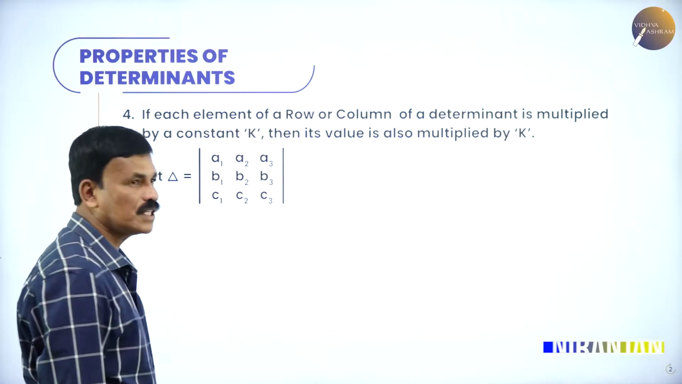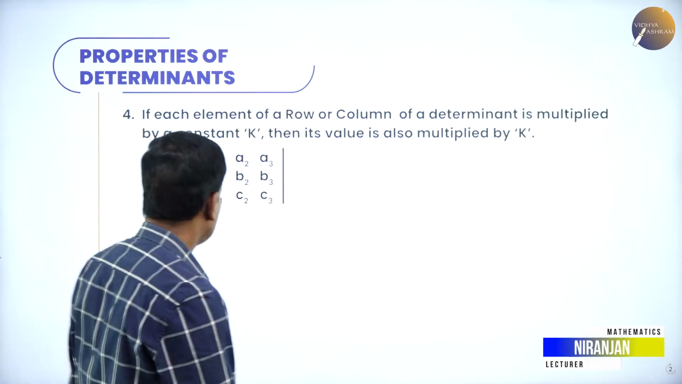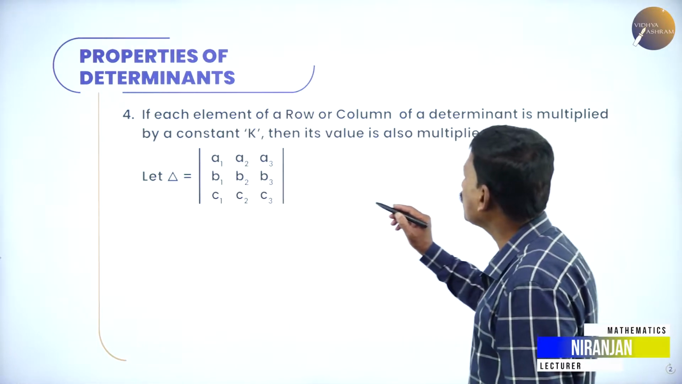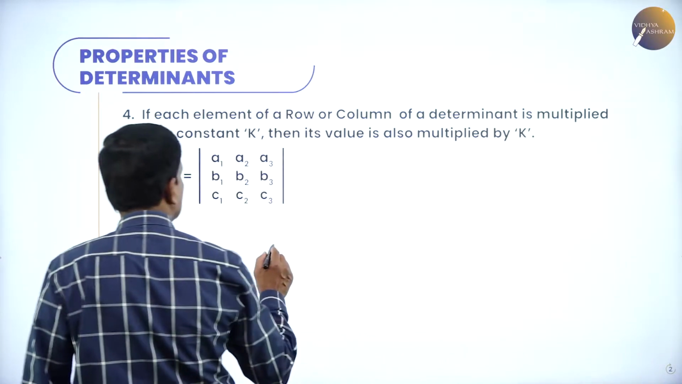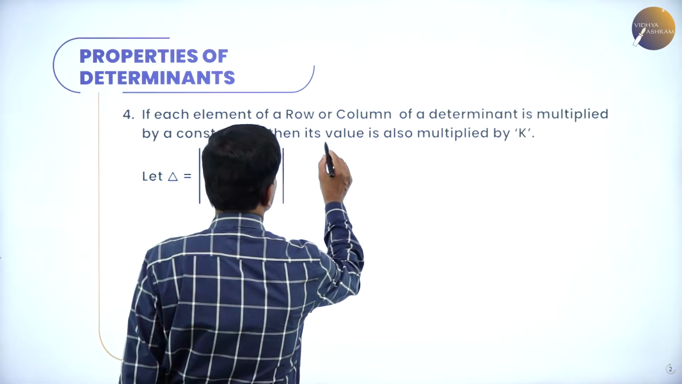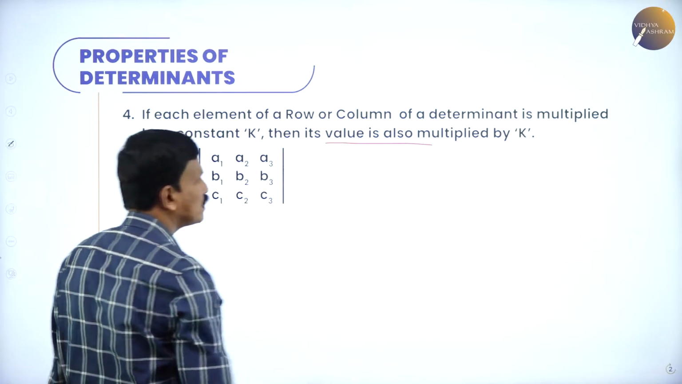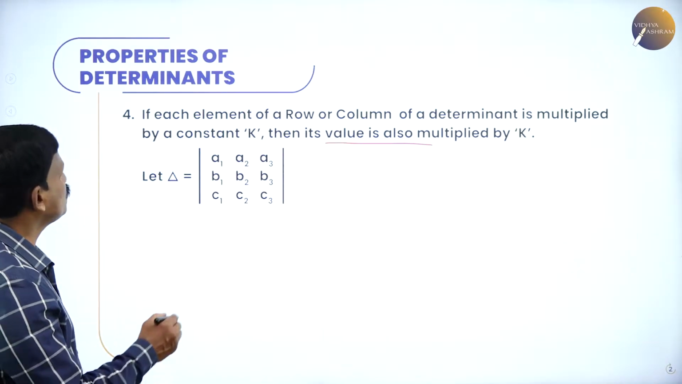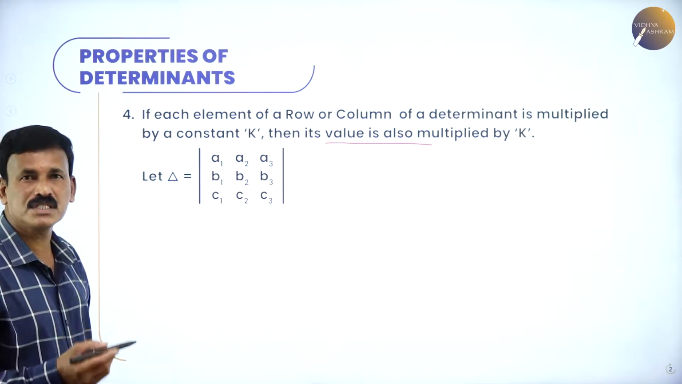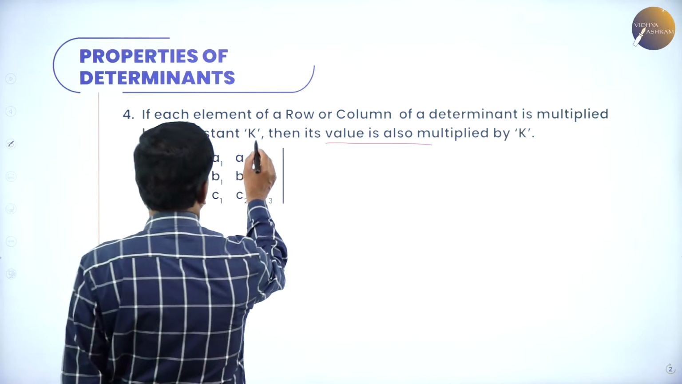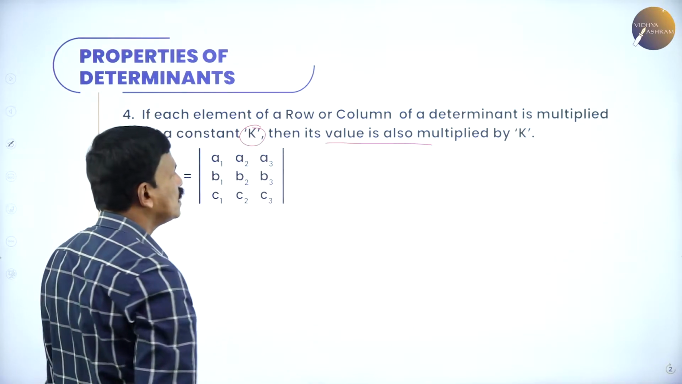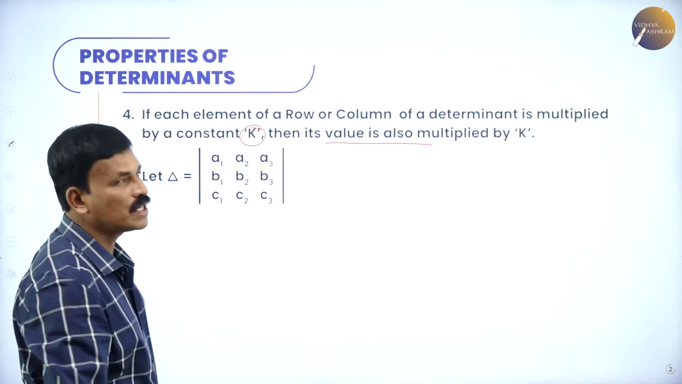Now let us discuss the first property, property number 4. What is property number 4? If each element of a row or column of a determinant is multiplied by a constant k, then its value is also multiplied by the constant k. That means if all the elements in any row or column are multiplied by a constant k, then its value is also multiplied by k.